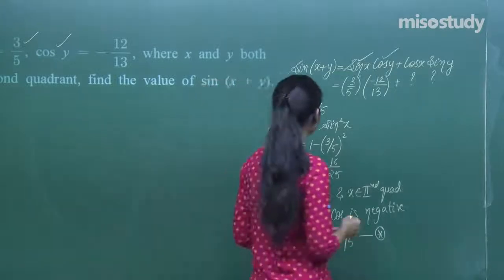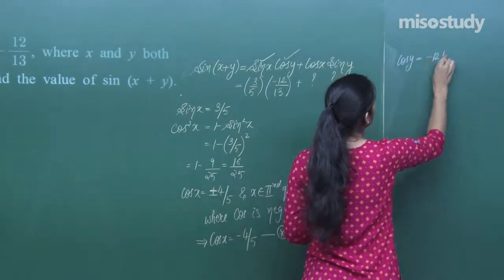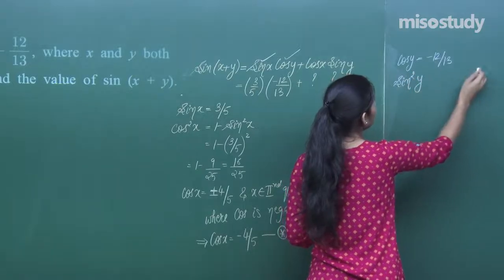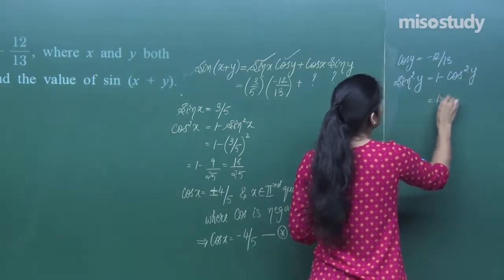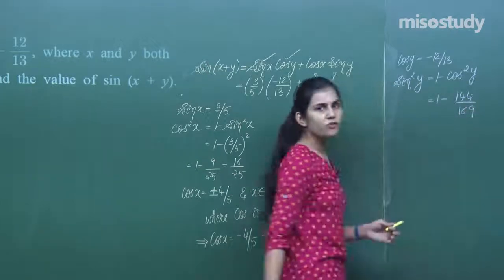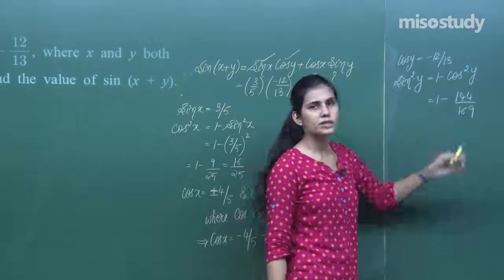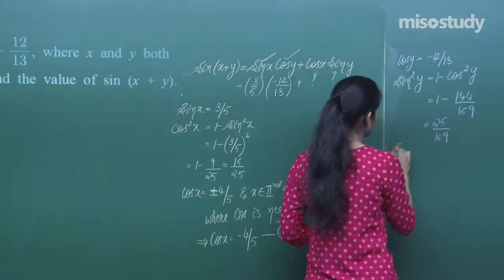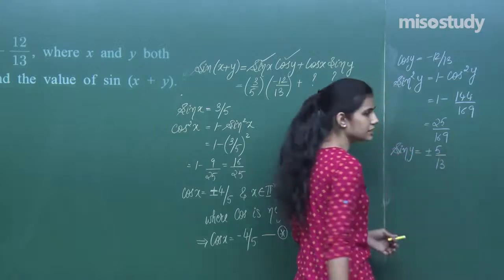Fine. After that, if you have cos y with you, you can find sin y, because sin square y plus cos square y is 1. So sin square y is 1 minus cos square y. Now cos square y will be 144 upon 169, because it will be the square of minus 12/13, which is square of minus 12, that is 144, square of 13, which is 169. This gives you 25/169, and therefore when you take the square root, you get sin y equals plus minus 5/13.